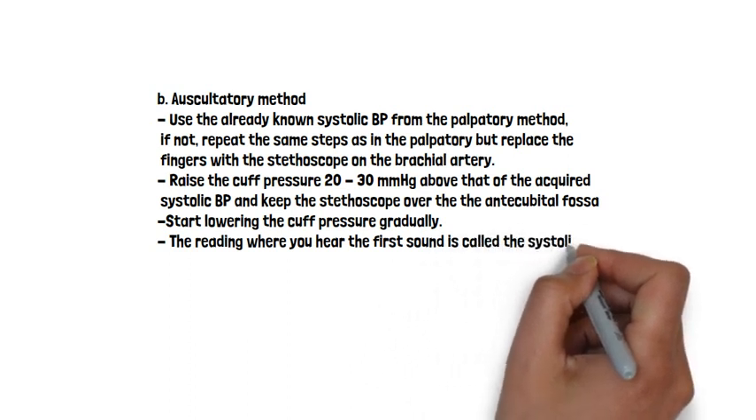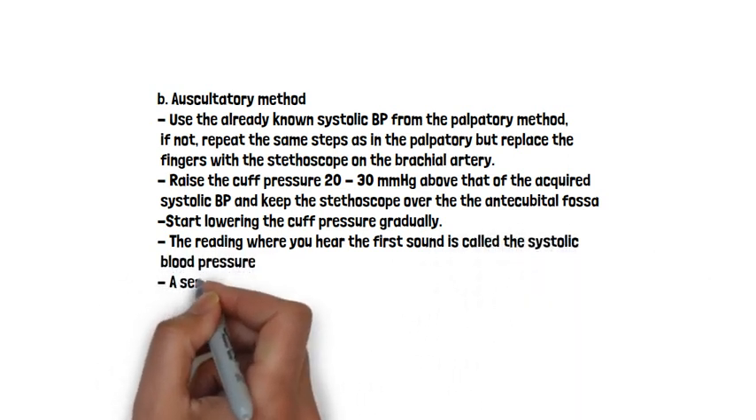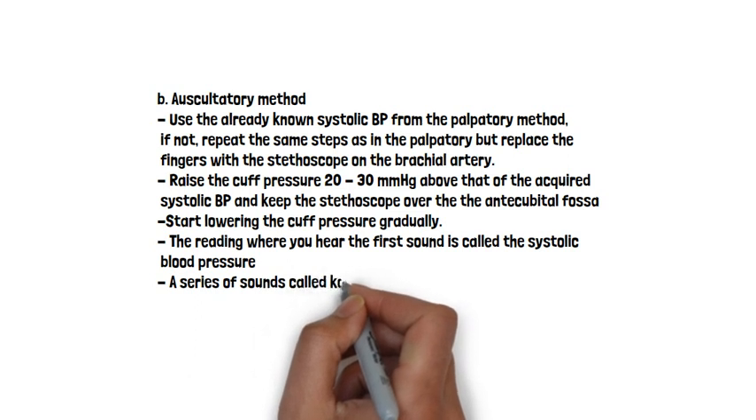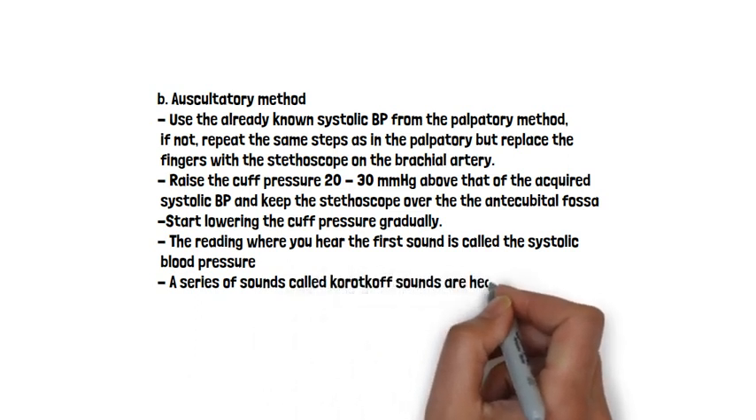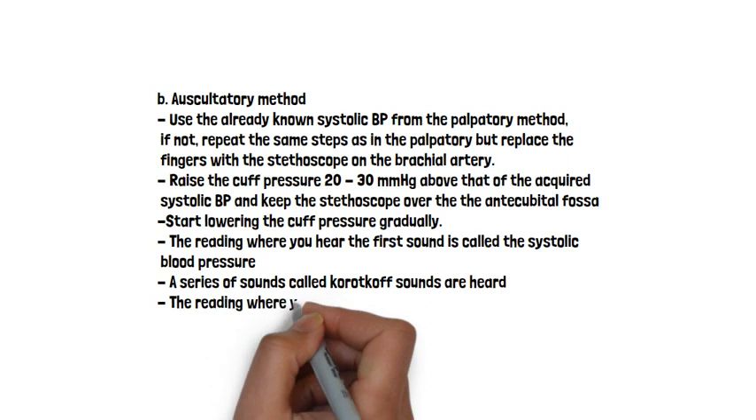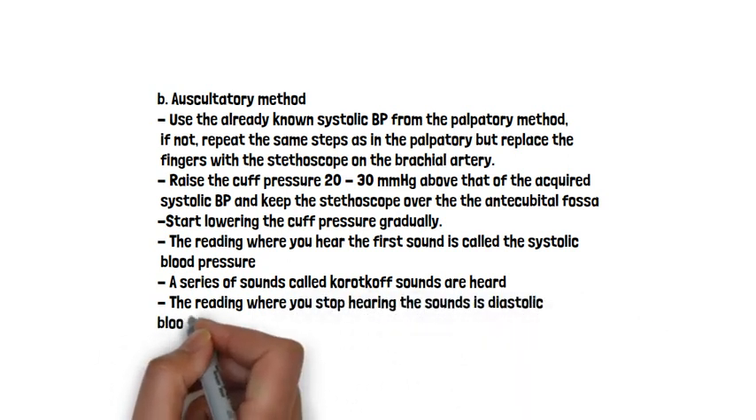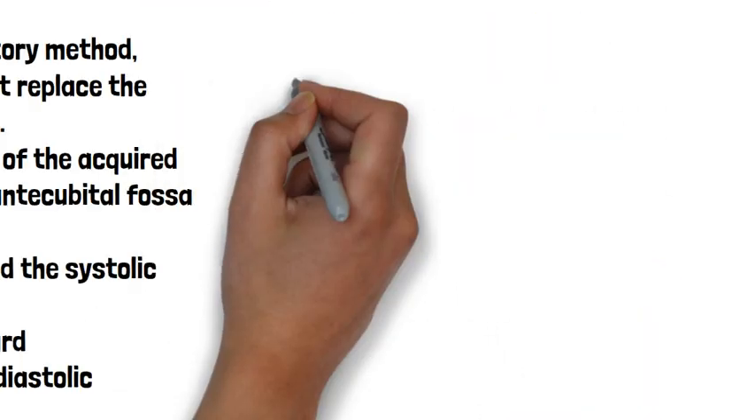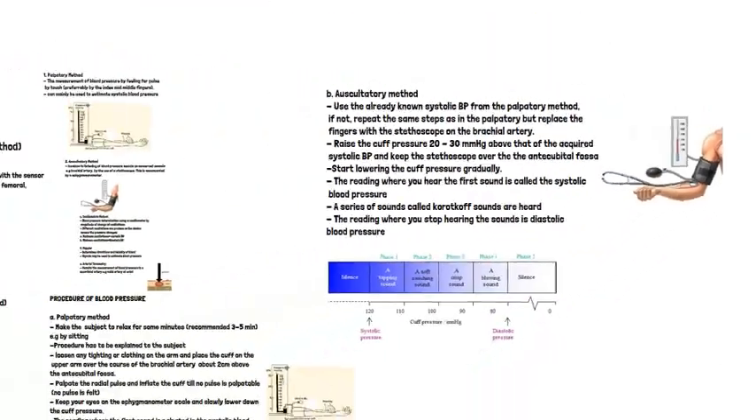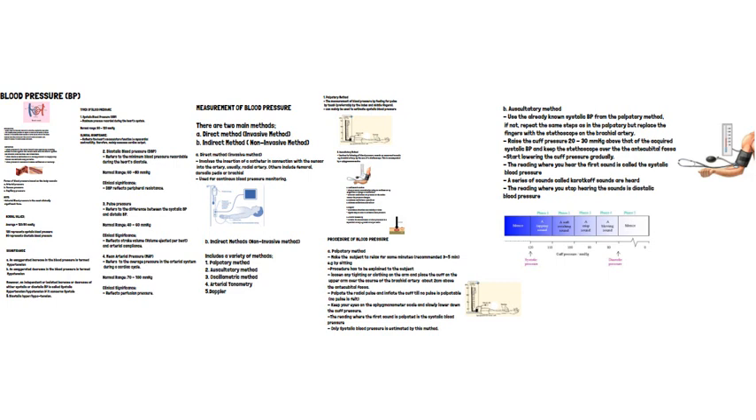At this point, as we start lowering the pressure, we expect a series of sounds, and those sounds are known as Korotkoff sounds. The reading where you first hear the first sound is termed the systolic blood pressure, and the reading when you stop hearing the sounds is termed the diastolic blood pressure. And thank you guys, that is the main thing we look at on blood pressure.